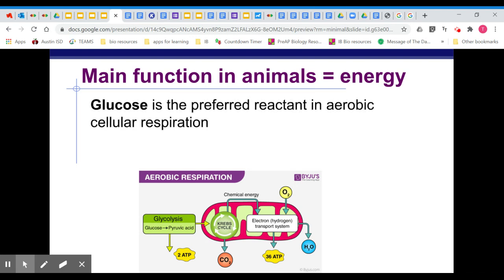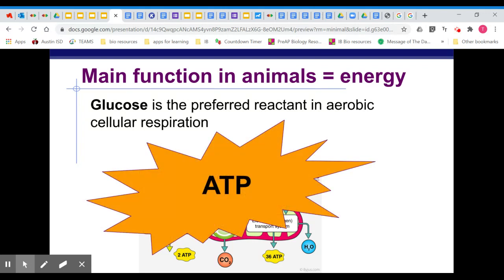So glucose is going to be the preferred reactant in aerobic cellular respiration. And we'll talk more about aerobic cellular respiration later in the year. But you'll notice that glucose is going to be the preferred start. And the big idea here is you use that glucose to create a whole bunch of ATP. And ATP is the kind of energy currency of your cells. It's how you get reactions to proceed. So in animals, the main function of carbohydrates is going to be energy.